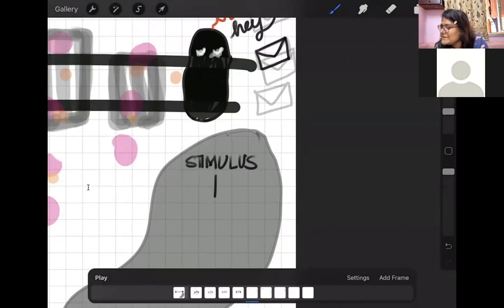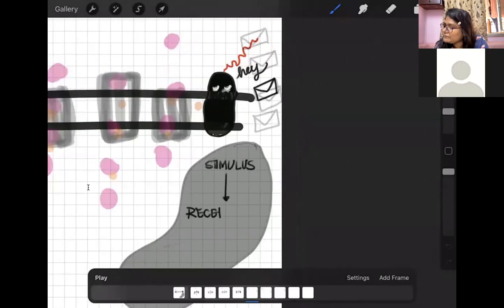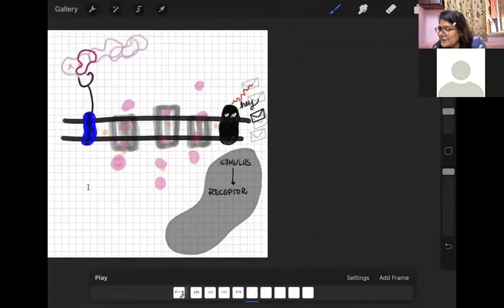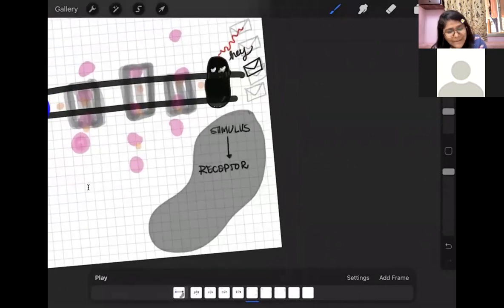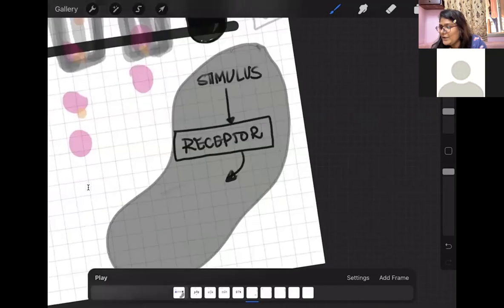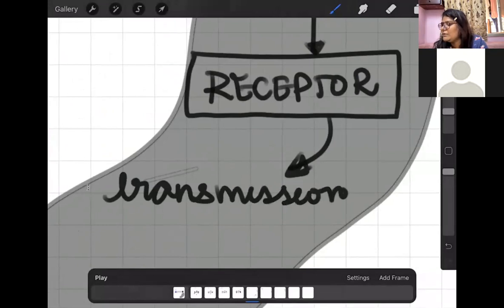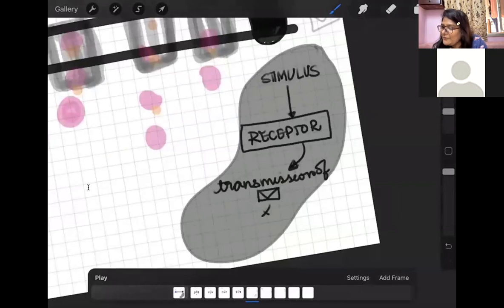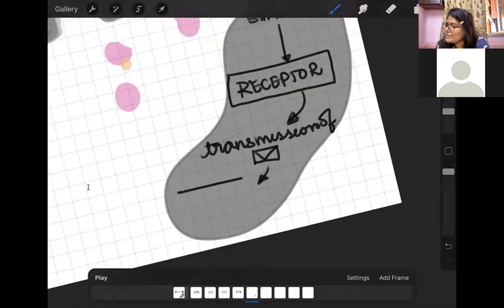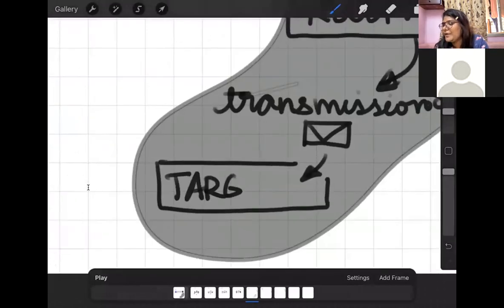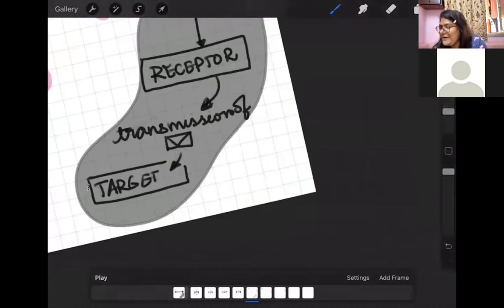Once the stimulus has been received, your receptor is going to get activated. What is the receptor? This black guy is your receptor. This receptor is an important part, so we're going to put this block over here. What this receptor is then going to do is transmit the message or signal. So we are going to write over here, transmission of message. Once this transmission of message has taken place, the message is going to reach a particular structure or part, which is called the target. Sometimes this is also referred to as the effector location.